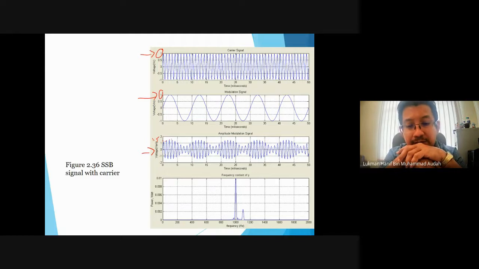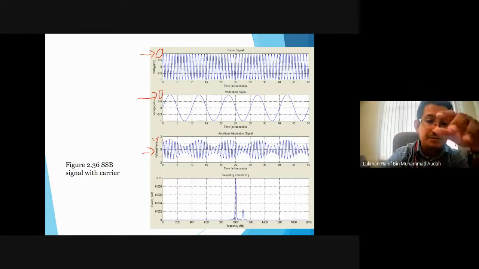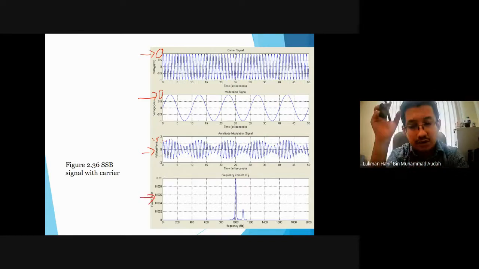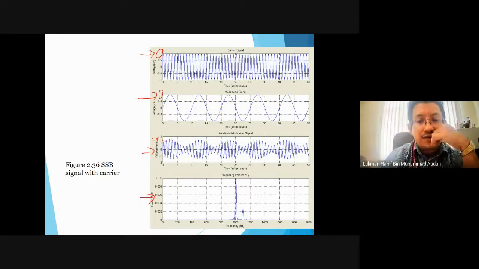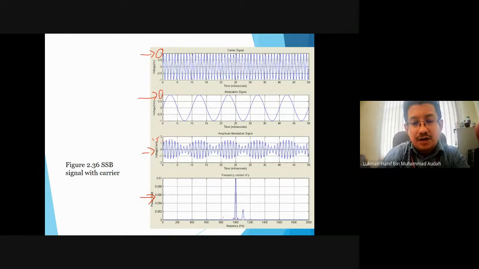Dan apabila kita melukis dia punya spectrum, okay, so the spectrum here consists of the carrier component and also the upper sideband. Ini dalam case ini dia memilih upper sideband. Okay, so in terms of bandwidth, kalau you lihat bandwidthnya masih FM. Dari segi power, P total, dia masih adalah PC plus PUSB.